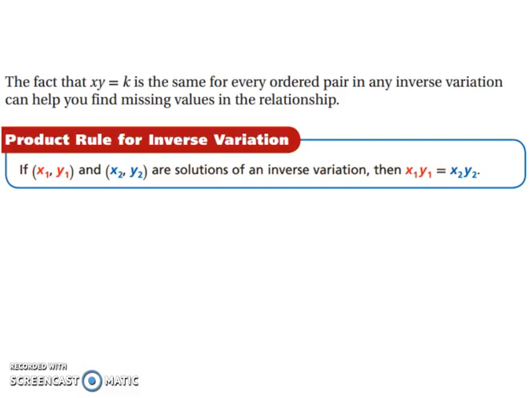We can use the fact that x times y equals k is the same for every ordered pair in any inverse variation. This will help you find missing values in the relationship. So think of it this way. For one coordinate, if you multiply your x and y together, it should be the same as if you take another coordinate and multiply your x and y together. Let's check it out.